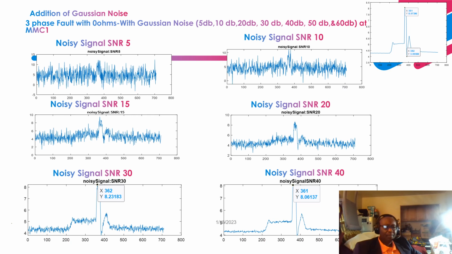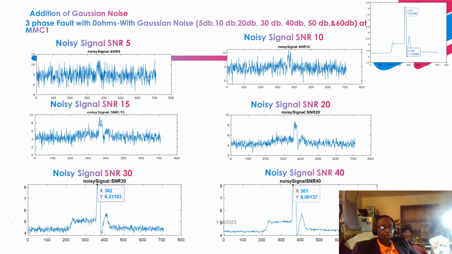I may mention that even if you have a three-phase fault, you can have background noise corruption. The background noise corruption can come from an industrial facility located in close proximity to the substation, or you can have substation noise coming from the substation itself due to electromagnetic interference. So I corrupted a three-phase fault signal with Gaussian noise at different levels, that is 5 dB, 10 dB, 20 dB, 30 dB, 40 dB, 50 dB, 60 dB. This is background noise corruption when a three-phase fault occurs on the onshore converter.